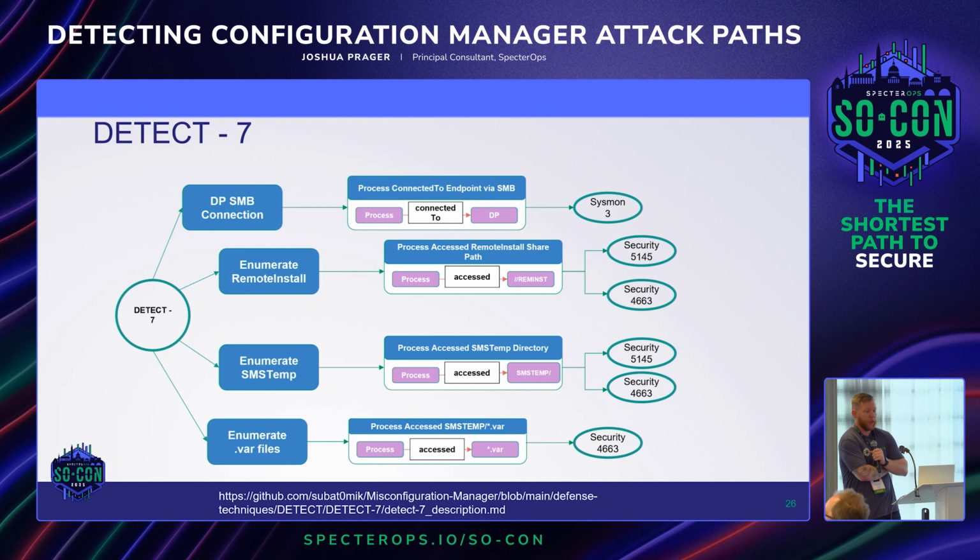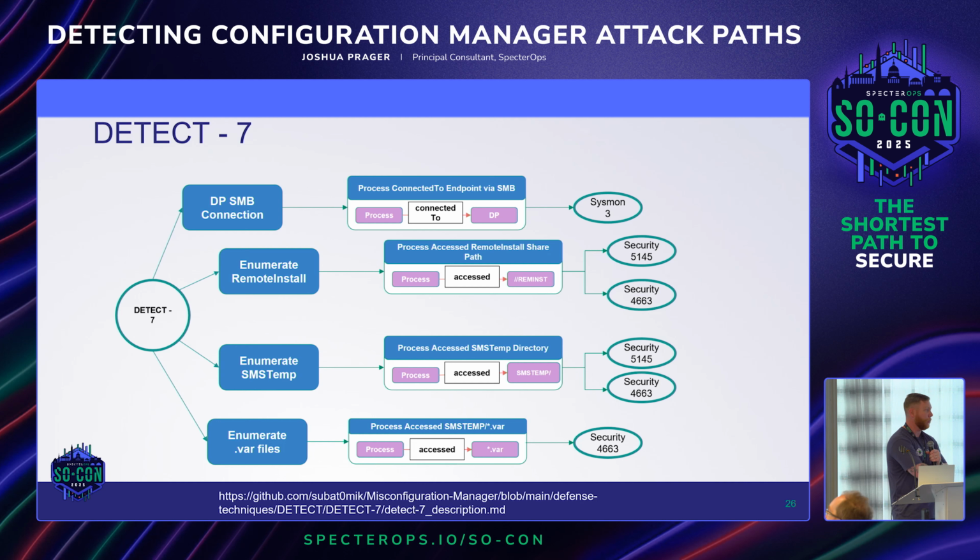From a blue team perspective, we can detect the connections made to the distribution point. We can detect the connection or search for that REMINST share path. We have event ID 5145, which is a detailed file share event. If you're a defender and your organization ingests 5140, but they don't ingest 5145, I highly recommend you make that switch over to event ID 5145.